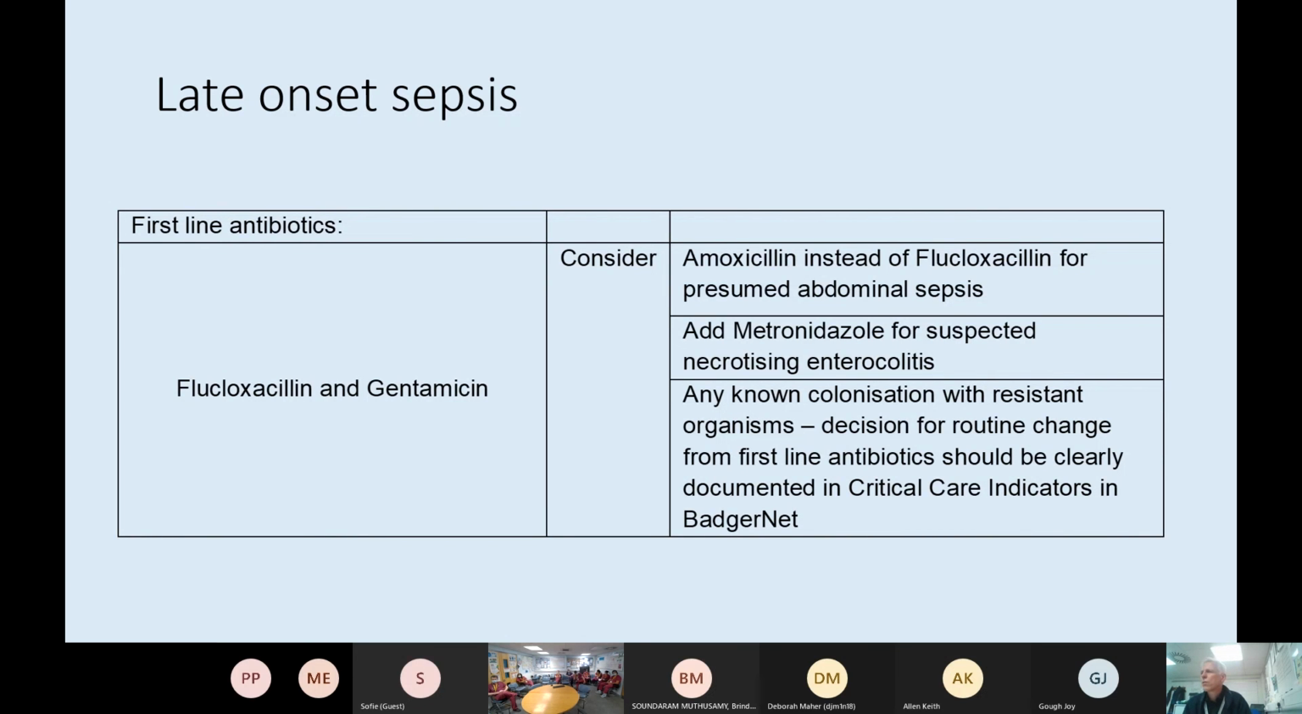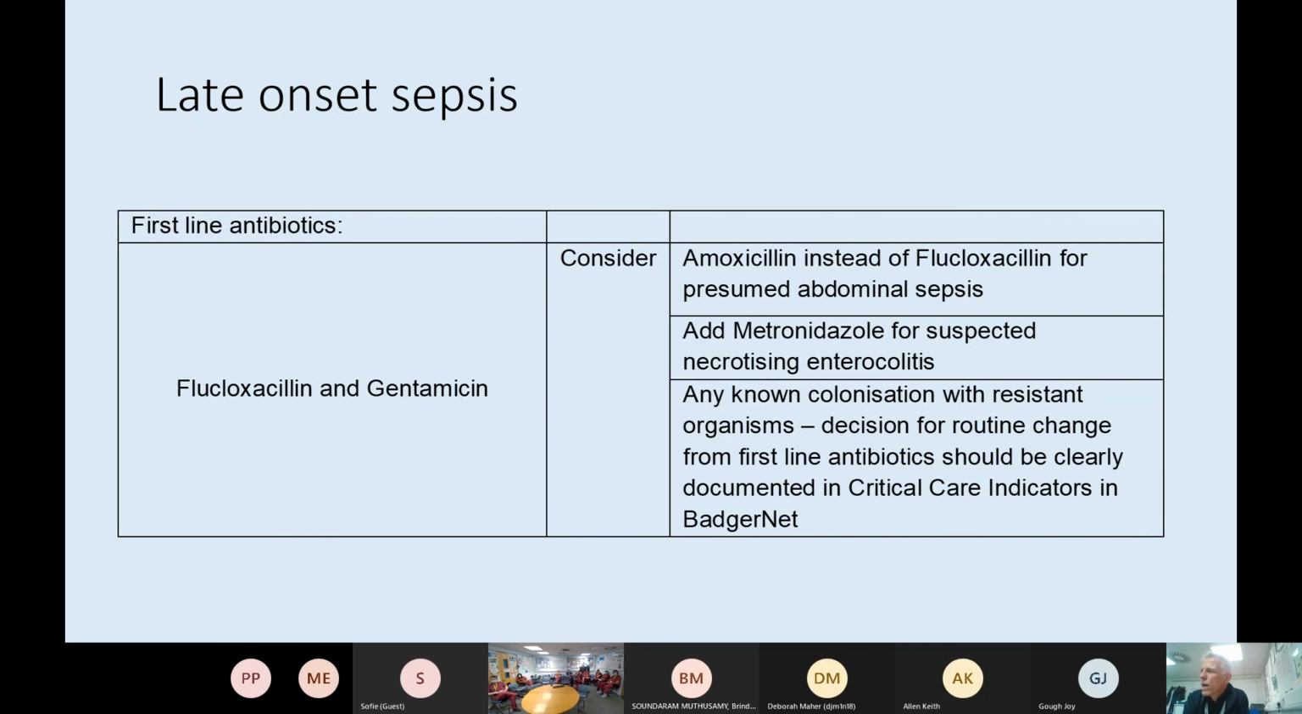Now, just on the right-hand side of the screen, there are some things to consider. If a baby presents with what looks like some abdominal concerns, but you haven't gone quite as far as diagnosing NEC, you might choose to use amoxicillin instead of flucloxacillin as the first line. And if you are worried about NEC, triple antibiotic therapy is amoxicillin, gentamicin, and metronidazole.